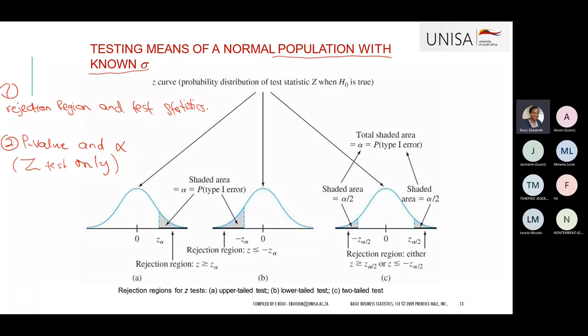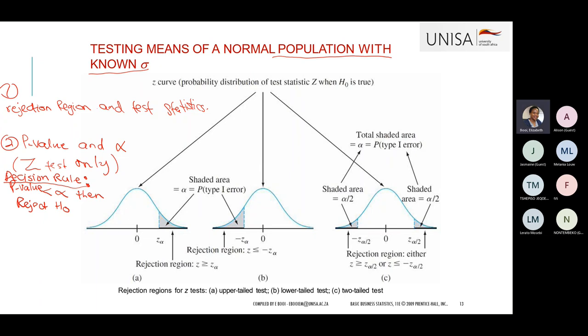So we have made an establishment that with the region of rejection, we are able to find those shaded areas and we make a decision based on that. But when it comes to the p-value, the decision is that if the p-value is less than your alpha value, then you're going to reject the null hypothesis. So this is the decision rule. It states that if the p-value is less than alpha, then we reject the null hypothesis.